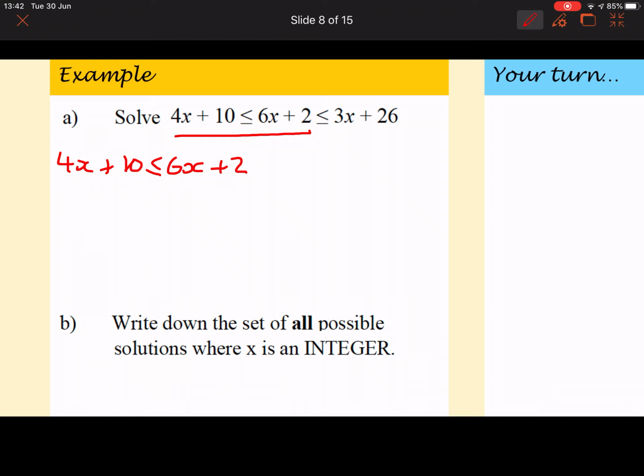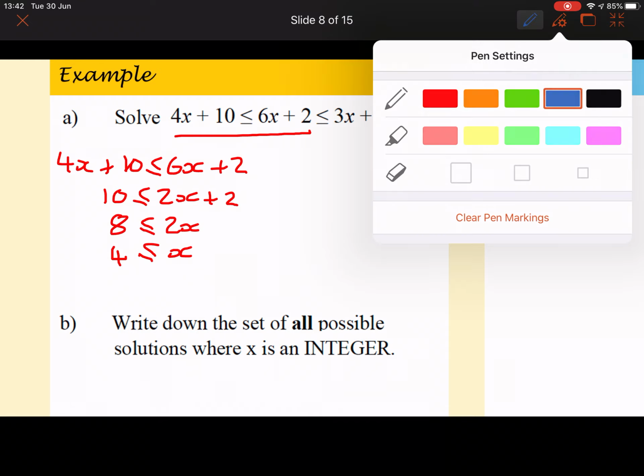Now solve these. I'm going to take away 4x, so I'm left with 10 is less than or equal to 2x plus 2. I'm going to take away 2. And I'm going to divide by 2. Okay, and we've got 4 is less than or equal to x. You could flip that round and write it as x is greater than or equal to 4. I'm going to leave it like that for now.